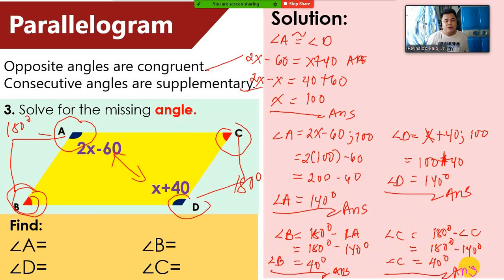One way of checking is that, according to our discussion in the introduction a while back, the degree measure of a quadrilateral is 360 degrees. So the four angles must be 360 degrees for us to accept them. Let's add them now. 140 degrees plus 140 degrees plus 40 degrees plus 40 degrees. What is the sum that you got? Okay, very good. It is 360 degrees. If it is not 360 degrees, please check the process. There might be something wrong in your solution.